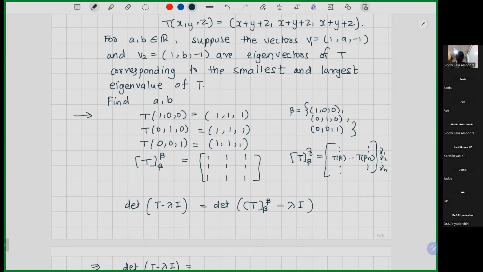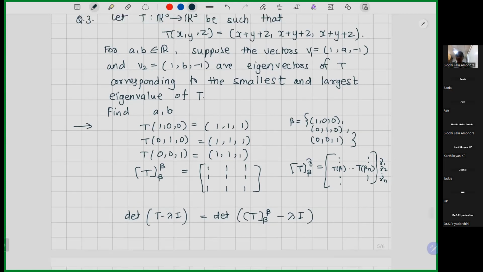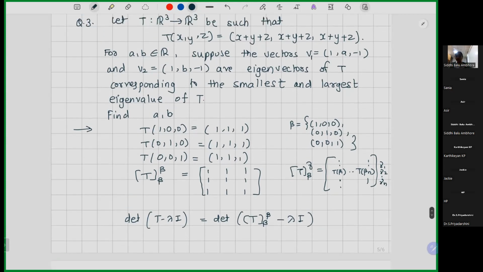So when I write T of beta 1, beta 1 is (1, 0, 0). T of (1, 0, 0) is (1, 1, 1) because T takes (x, y, z) to (x plus y plus z, x plus y plus z, x plus y plus z).